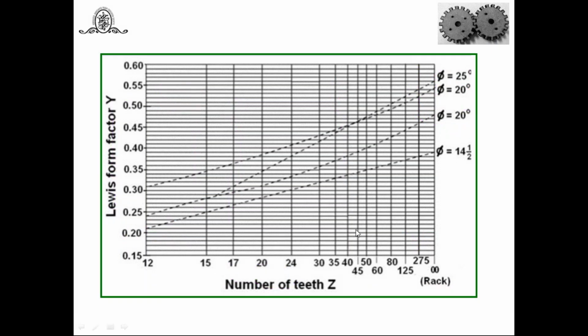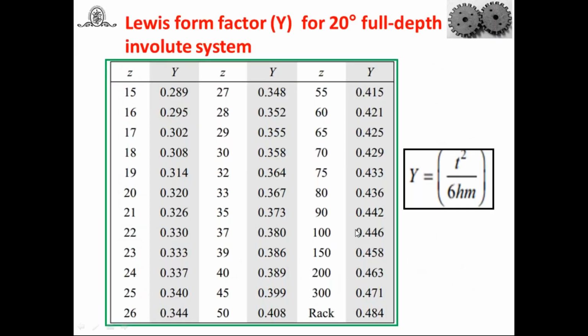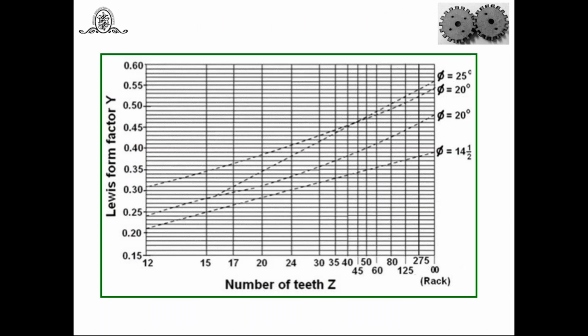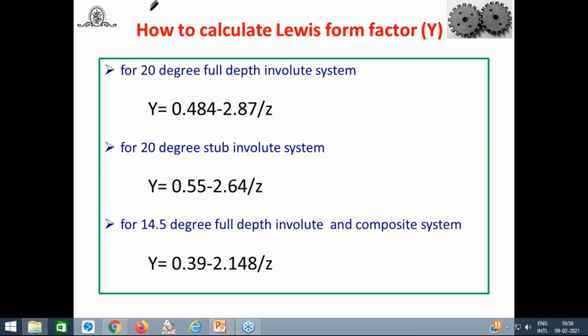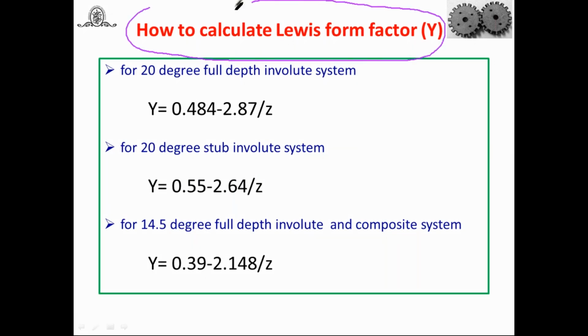Okay. Now, to find out the Lewis form factor, always what you have to do is refer to this table or refer to the chart. But how to calculate it if it's not given? Then how to calculate the Lewis form factor? And for that purpose, again, some standard empirical relations are given. And these standard, again, look at this. It's not a standard equation, which means someone has derived it.